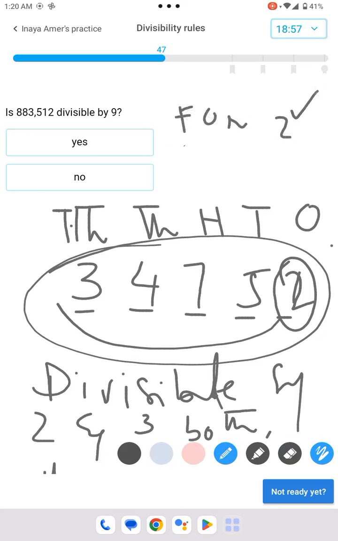For 2 it is good. For 3, as you have already done, the sum of digits is 21, and 21 can be divisible by 3. So it is divisible by both 2 and 3. So you can say it can be divisible by 6 without checking, without dividing.